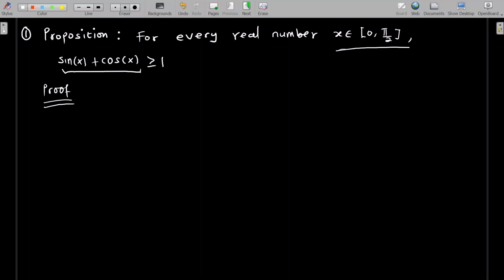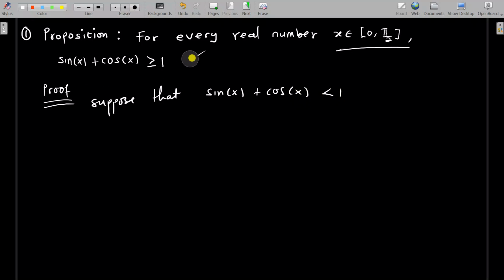Okay, so the proof is that we suppose the negation of this statement: sine of x plus cosine of x is less than 1. Because the actual statement is greater than or equal to 1, if you negate it, then it's less than 1. Now, if you suppose that, we're going to try to show that this shouldn't be the case. If you're able to show that, then it's a contradiction. So suppose that there's a negation of it, right?